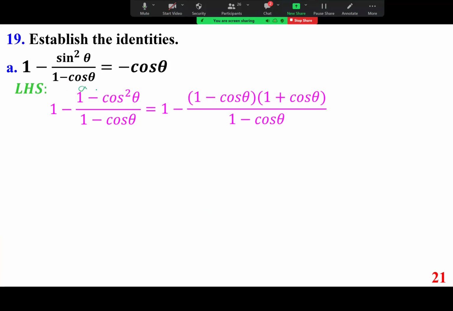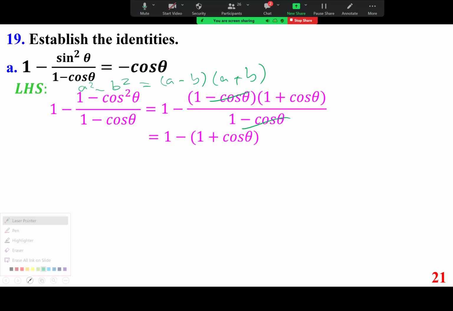So think of it as a squared minus b squared, okay? Which is a minus b, a plus b. And so these two cancel each other. We distribute the negative. So 1 minus 1, let's write it here, 1 minus 1 minus cosine theta, and that's the right-hand side, and we are done.